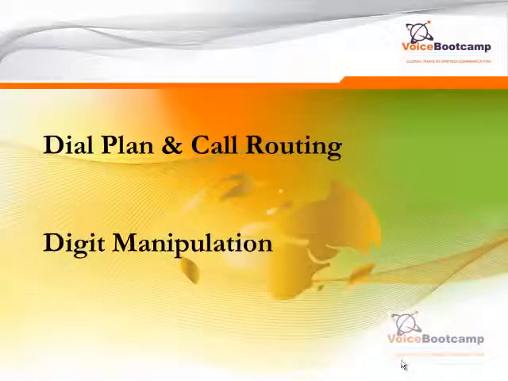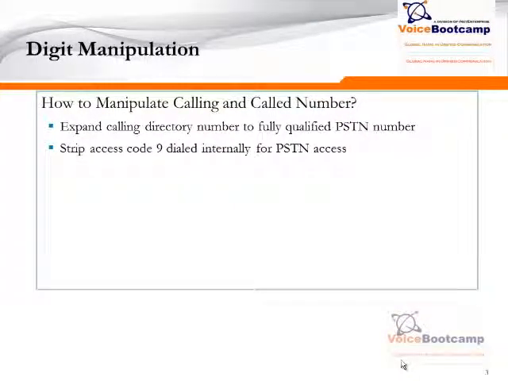In this chapter we'll talk about digit manipulation of dial plan. Digit manipulation, which affects a calling or called party number, expands the calling directory number to a fully qualified PSTN number, or strips the 9 when you're dialing PSTN calls, or, when you are receiving calls from the PSTN with an 11-digit number, converts it to 4 digits. These are all part of digit manipulation.